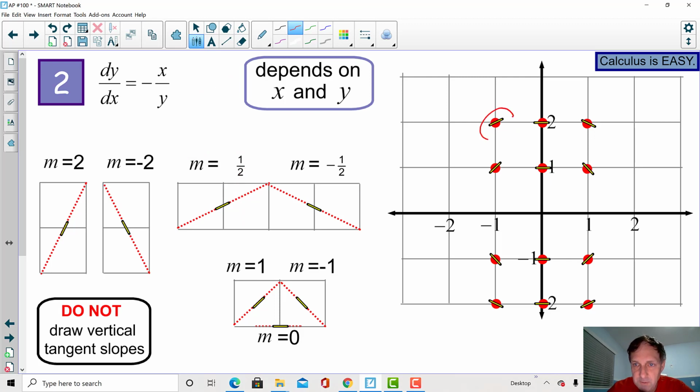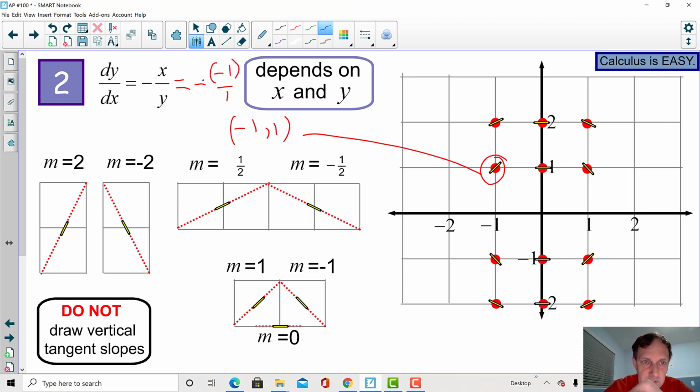Now we are not going to be able to copy it for everything in this column, because this equation here depends on x and it also depends on y. So these different y values are going to give you different slopes. Let's look at this point right here. This is the point -1, 1. If we plug it into our equation, we're going to get -1/1. And again, we do have two negatives, so they're going to cancel. So we just get +1 for the slope. So the slope of +1 looks something like this.